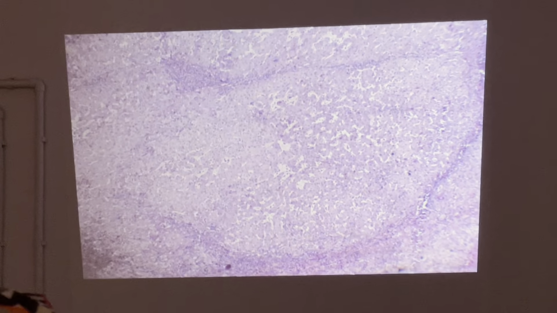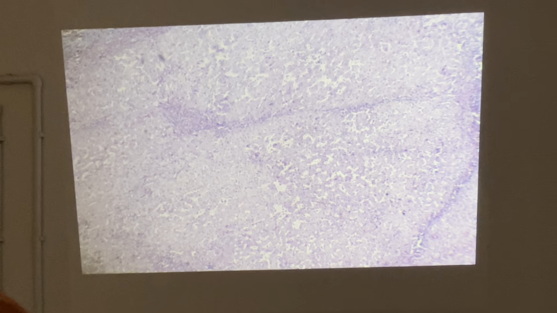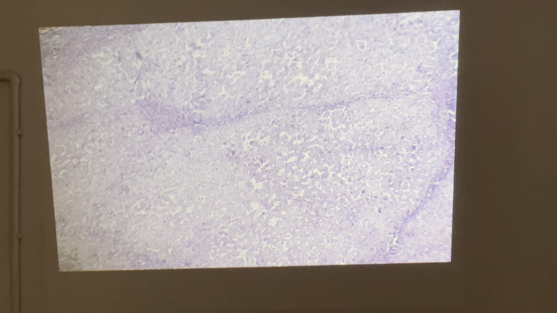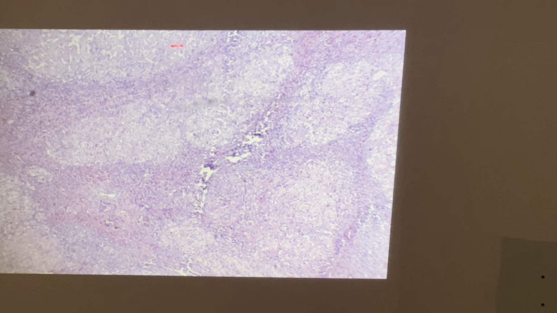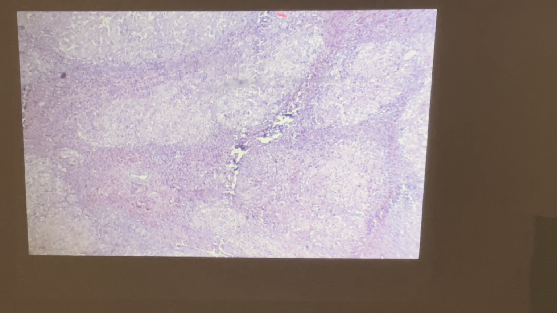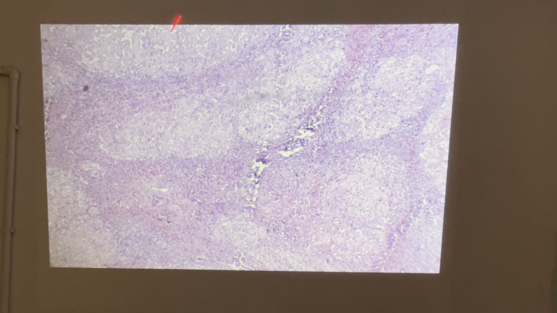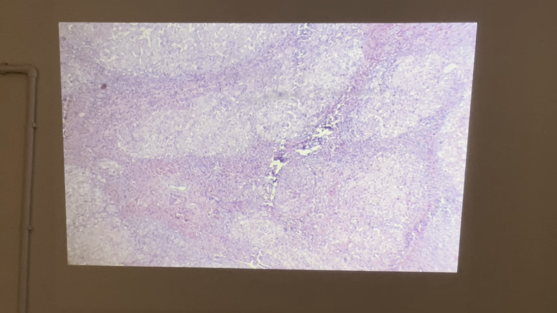This section is taken from which organ? It's taken from the liver, because we have a central vein and also we have a hepatic lobule. But be careful. Take a look at this section. What do we have? All of the liver parenchyma is changed to lobular or nodularity.